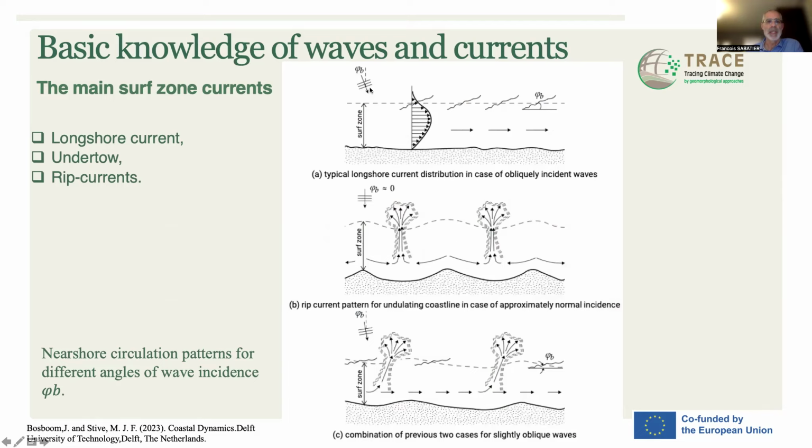In that case, there is no wave angle of incidence, and thus there are a lot of rip currents here and there. And sometimes, with a little angle of incidence, you can combine both longshore current, of course, undertow, and rip currents. And so there is a mix of currents, and you should pay very close attention. You should have the eye of the geomorphologist to observe that.